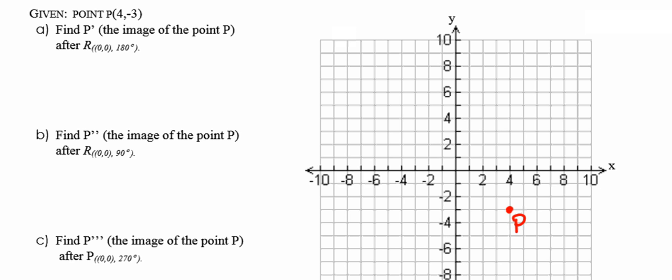Okay, so in part A, it says find point P prime, which is going to be the image of our point P after a rotation about the origin of 180 degrees. Now this is where it gets tricky because I can't physically turn my paper on the smartboard. So what I'm going to have you do right now is take your paper. The 180 degrees is in a positive direction, so that means we want to go 180 degrees counterclockwise. So go ahead right now, turn your paper 180 degrees counterclockwise.